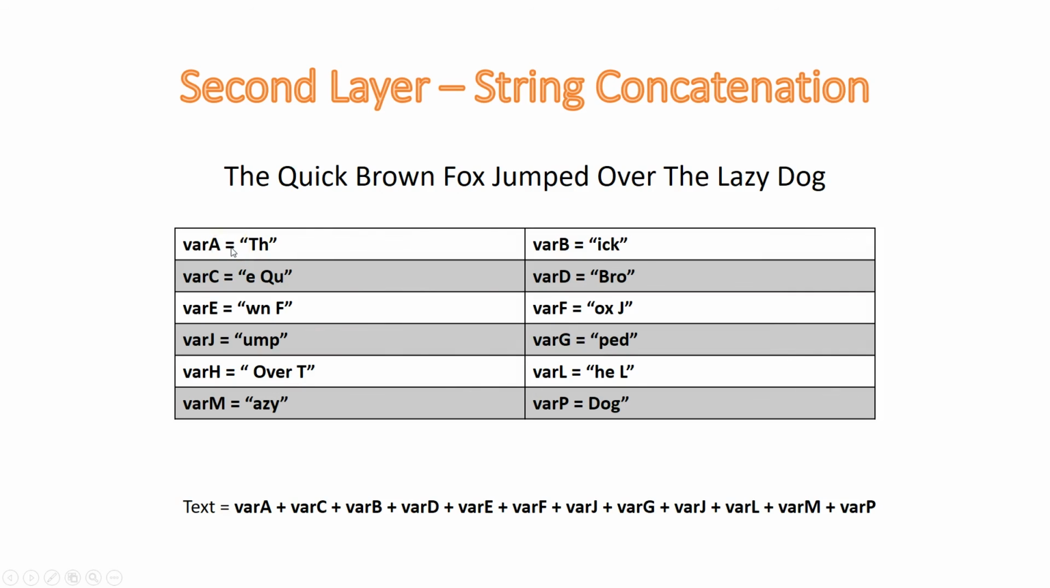And then I make a huge variable and I tell JavaScript, put all my variables together and do it in this order. So the JavaScript says, what's var A? It's th. What's var C? E space Q U. What's var B? ICK. What's var D? BRO. So it just grabs pieces and puts them together, and we end up with the quick brown fox jumped over the lazy dog, which is the code that the virus wants to run.